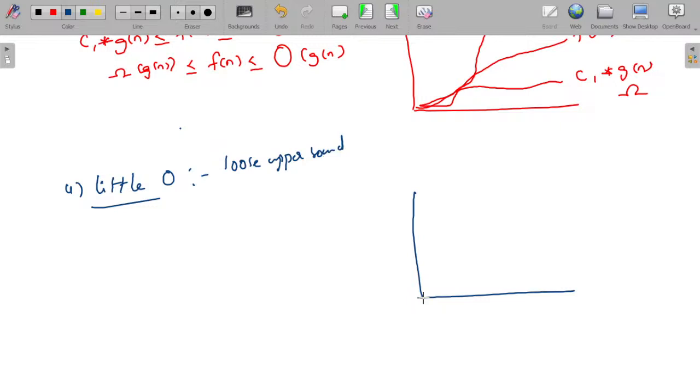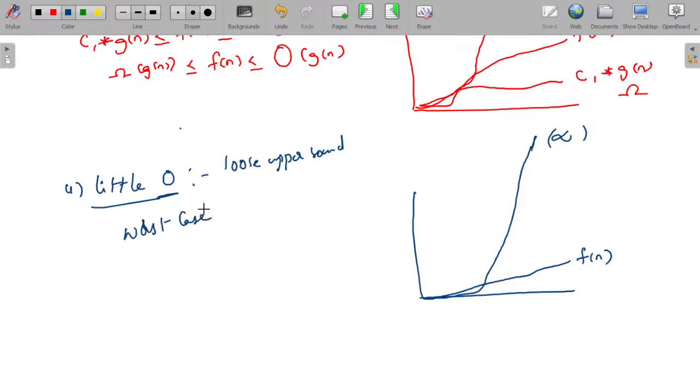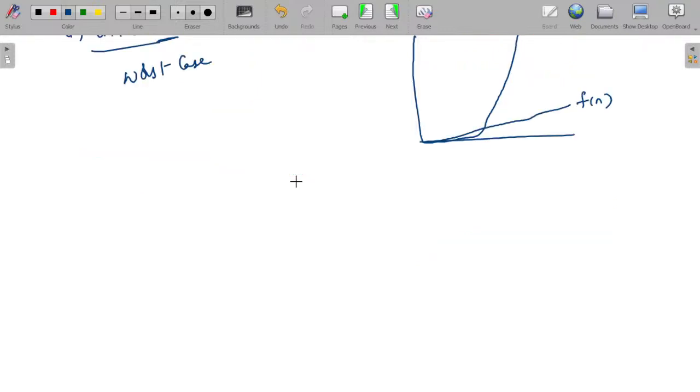So the graph for this little o notation would look something like this. If you take this as f of n, it is going to be something like this, which can reach up to something like infinity. So this type of representation we call little o notation. Little o notation is used to represent the worst case, but what type of curve is it going to use? A loose upper bound curve, and that representation we call a little o representation.